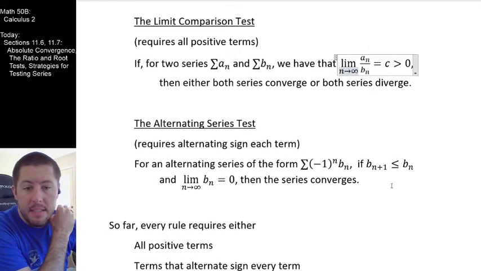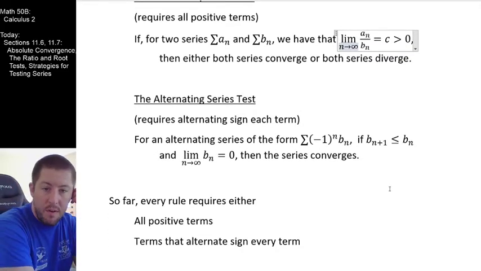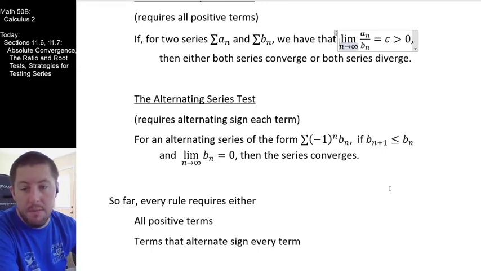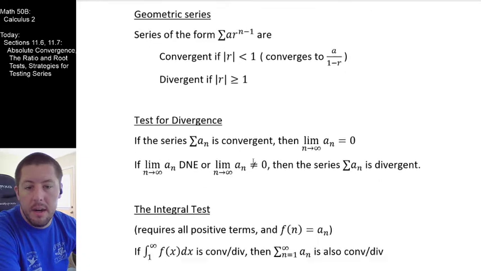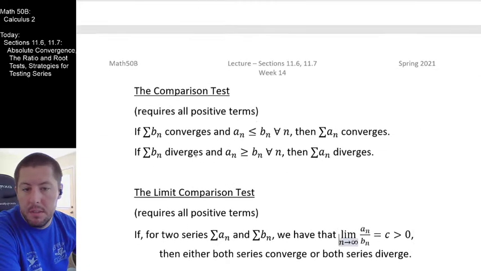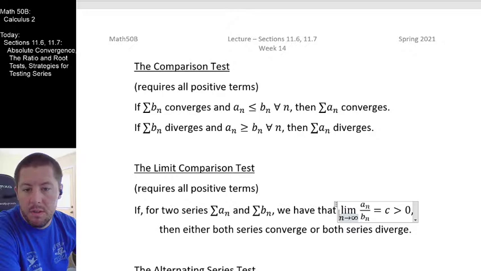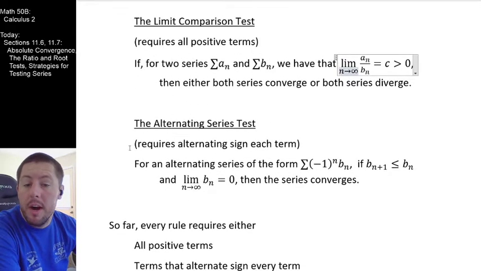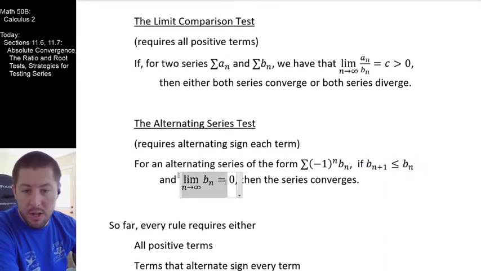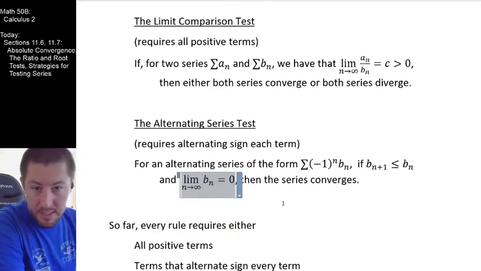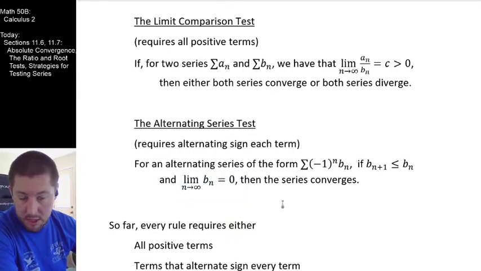Our alternating series test, then, is for alternating series, where we have alternating sign every single term. So notice, by the way, I'm going to scroll back up real quick. We've got requires all positive terms, requires all positive terms, requires all positive terms, requires alternating sign every term. So for alternating series of this form, if our terms are always decreasing or at least equal to one another, and if our terms are eventually getting to be zero in size, then the series will converge.